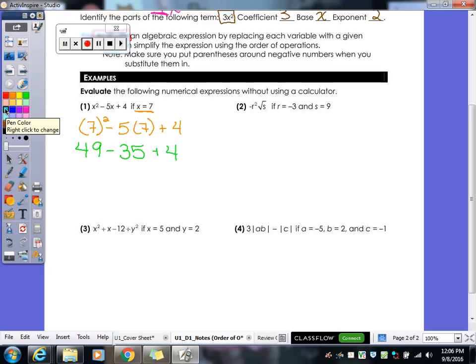So then now let's subtract and add going across left to right. So 49 minus 35. What does that give us? Say louder. 14. And then plus 4? 18. Bam, that one's done.